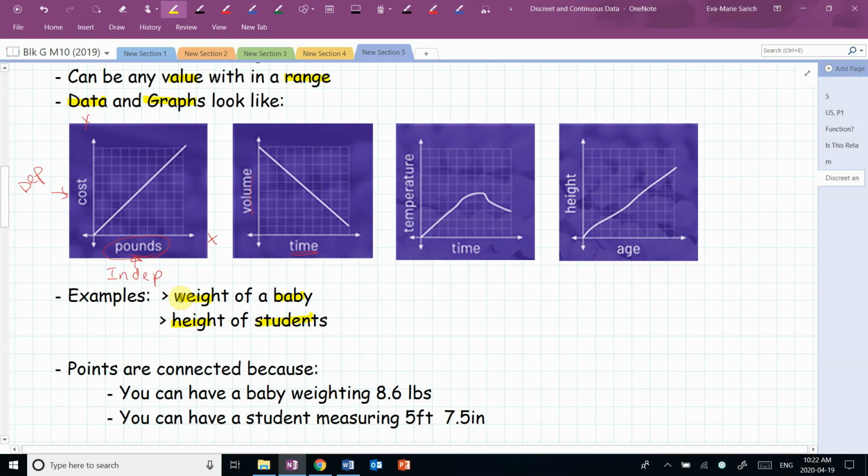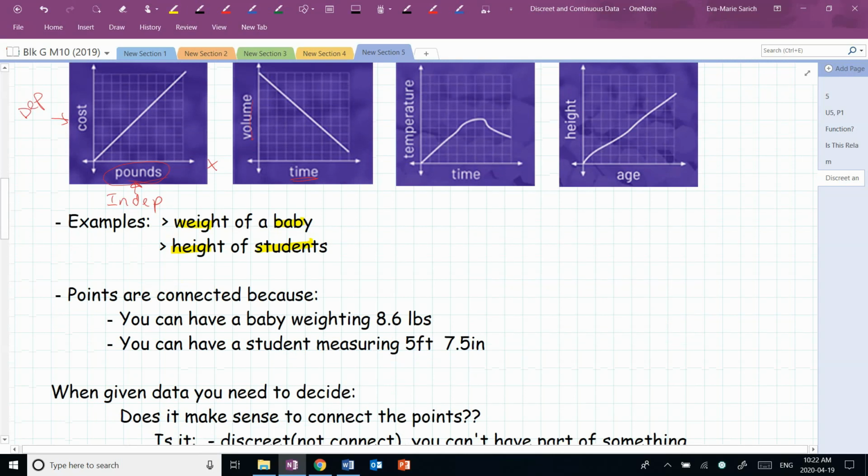So remember, these are things that we're measuring. Weight and height are things that are measured. And why is that? Because you can have babies that weigh, say, 8.6 pounds or 8.5 pounds or 8.55 pounds. We can have students that measure a certain height, 5 feet 7.5 inches, 5 feet 4 3/8 of an inch. So you can have parts, and those parts that you're measuring can get smaller and smaller so that it becomes continuous.